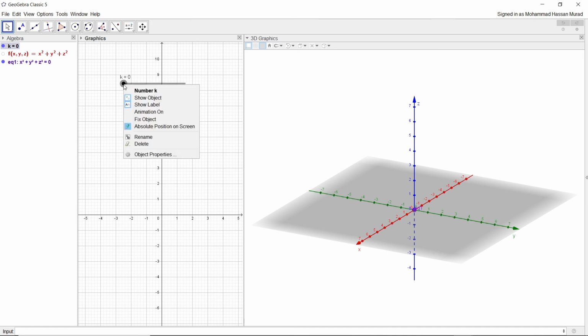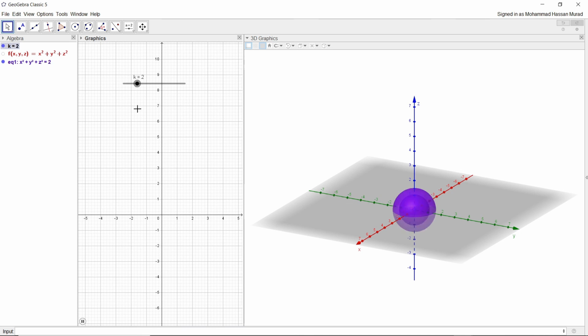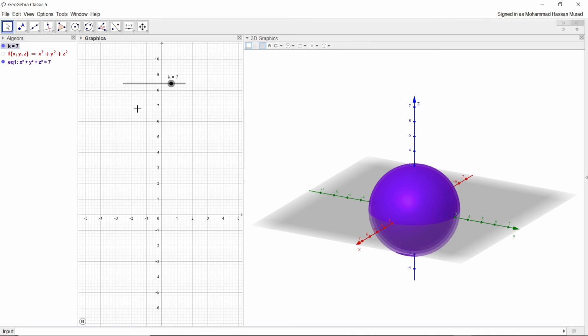Now for different values of k, let's see. We see for different values of k, we are getting larger and larger spheres. Each of these spheres is a level surface of the function f. These are a few members of this family of level surfaces.